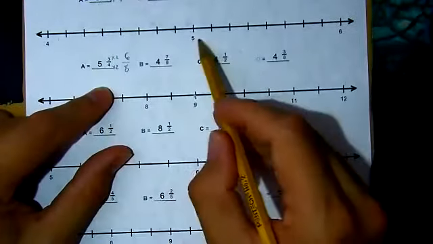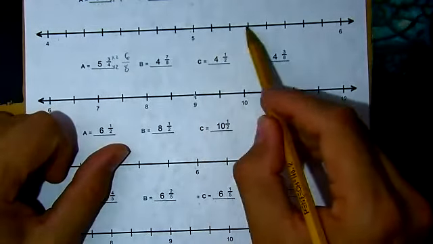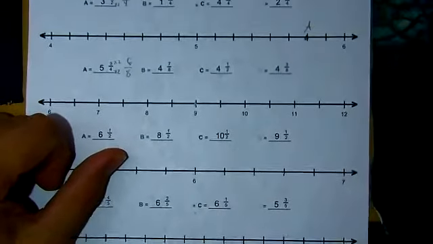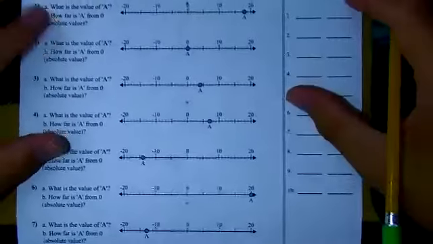So you'd find 5 first. And then you move over 6/8. 1, 2, 3, 4, 5, 6. So that would be point A. Practice that on your own. This is just getting you used to absolute value.